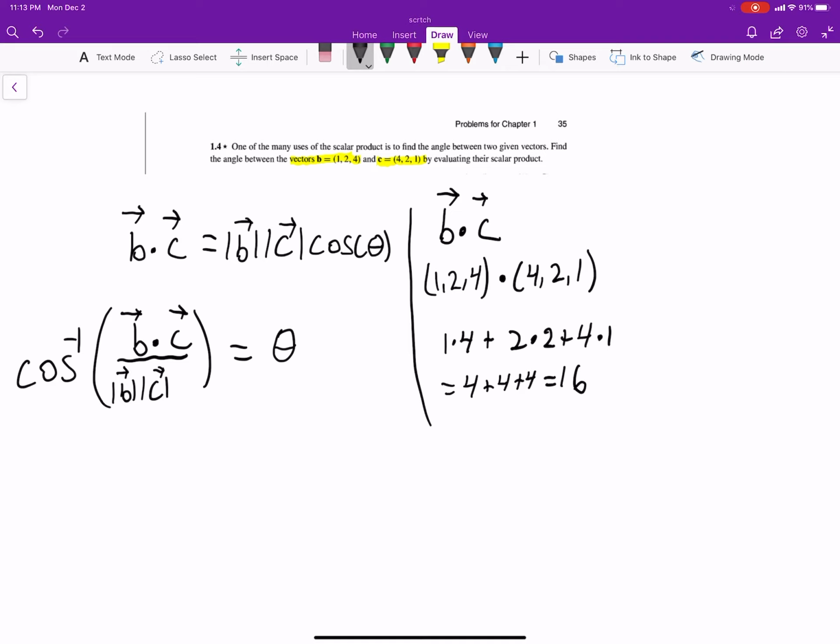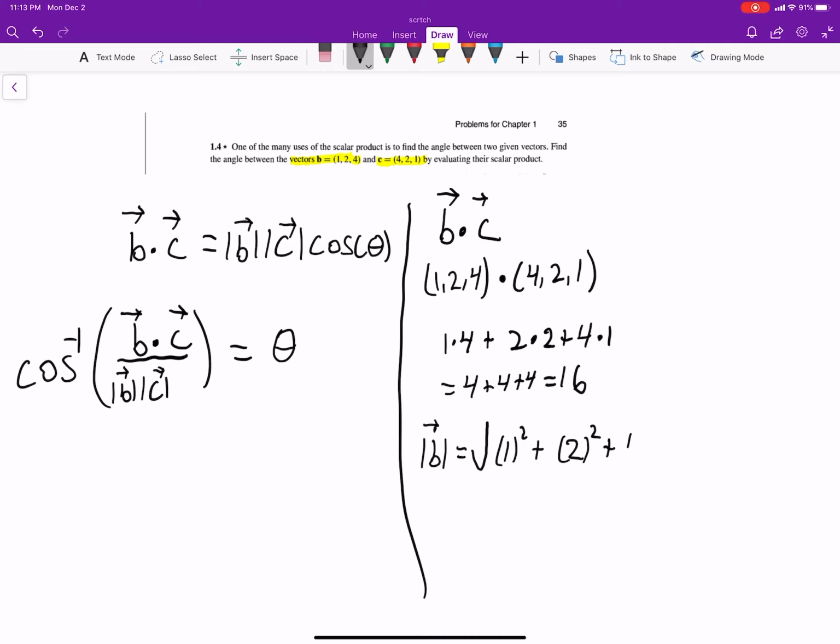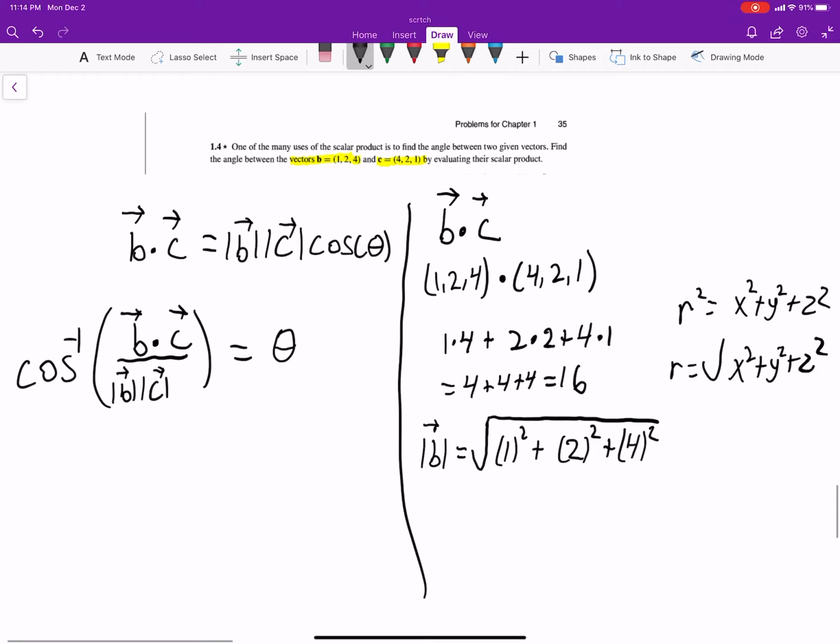Now, what's the magnitude of b? Well, we actually just somewhat proved this in the last video, which is worth checking out if you haven't. The magnitude of b is just the square root of 1 squared plus 2 squared plus 4 squared. And what we showed in the last video, what we actually proved, is that r squared is equal to x squared plus y squared plus z squared, or r is just the square root of x squared plus y squared plus z squared. Also, I'm pretty sure I've covered this in previous videos, if you've looked at the lecture notes that go along with the mechanics section.